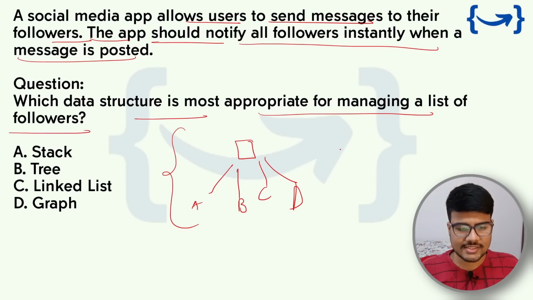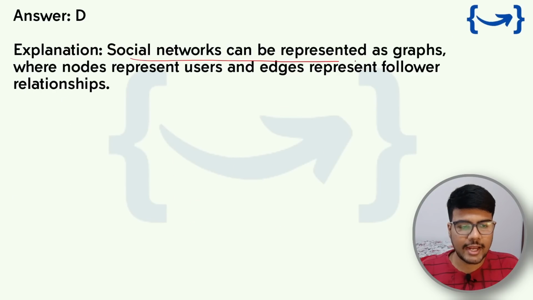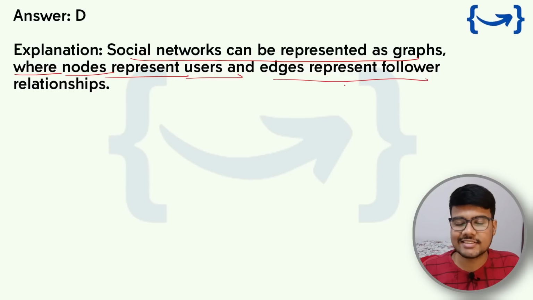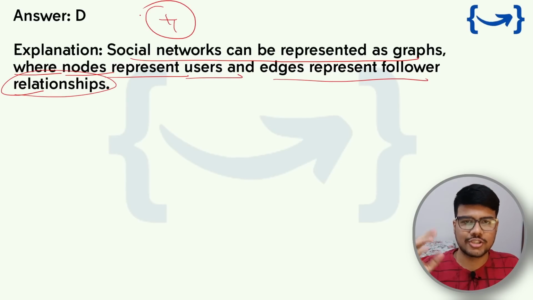Don't you think this is a particular structure of a k-ary tree? Is it? Tree won't be the right answer, but graph is the right answer. Why? Because these types of social media platforms use graphs extensively to recommend people for mutual suggestions, like you can follow this person because that person is a mutual of all of your followers. This type of stuff is done by graphs. So yes, graph is the right answer. A social network can be represented as a graph where nodes represent users and edges represent follower relationships. So +1 mark if you mark this question right.